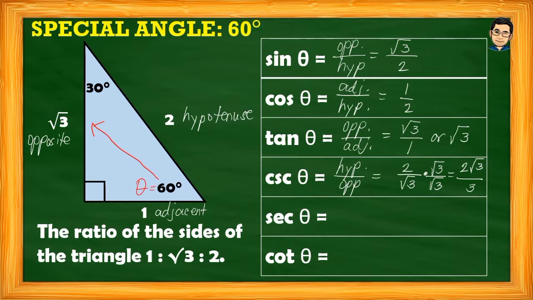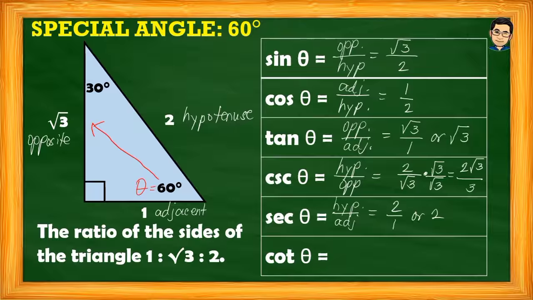Next, secant 60 degrees. So secant is the reciprocal of cosine. So magiging hypotenuse over adjacent. So hypotenuse natin is 2. And then adjacent is 1. So 2 over 1, that is simply 2.